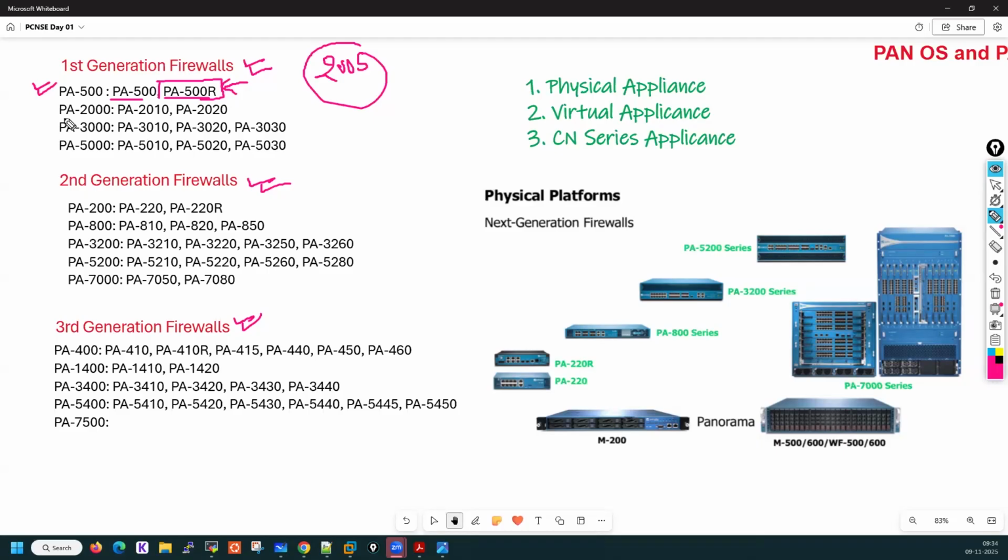Then they have a PA 2000 series, where they have a PA 2010 and PA 2020. Then the 3000 series and 5000 series, where they have a PA 5010, 5020 and 5030. So those are the first generation boxes. After that, they released the second generation boxes.